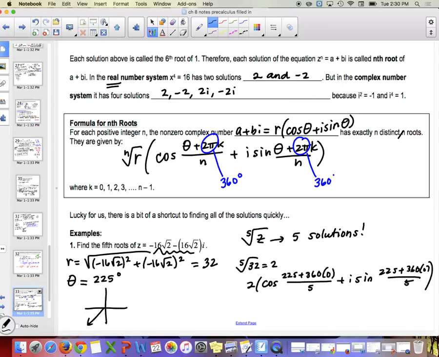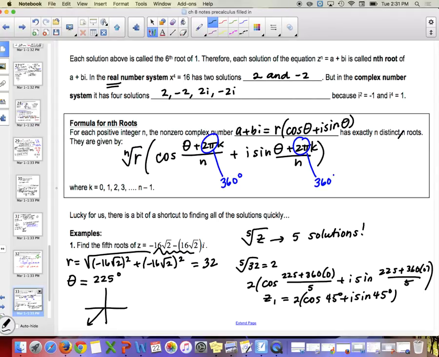And we'd find that. So that first solution is going to be 2 cosine of whatever 225 divided by 5 is, so 45, plus i sine of 45. That's the first solution. So we would write that as z1, the first solution.